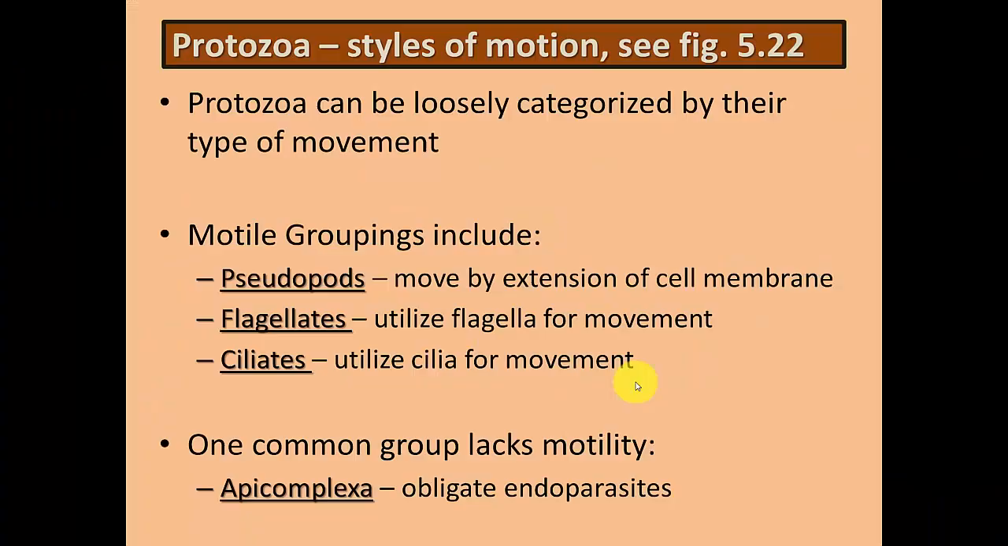The last one, the apicomplexa, they're defined by a lack of motility. As I already mentioned, they're obligate endoparasites. And essentially what they have evolved to do is utilize other organisms for their movement. So they don't have their own motility because they tend to infect other organisms and then use those organisms to spread themselves around.